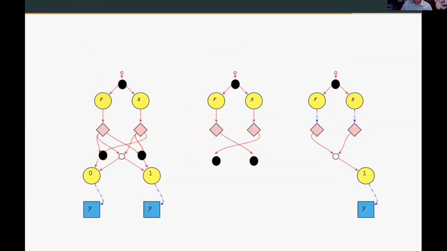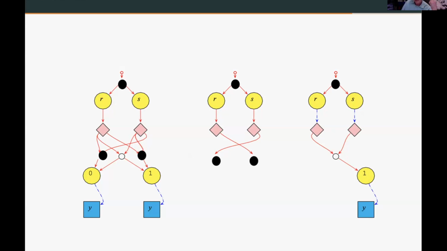So on the left here, you have a conditional, sort of like I just described, and then you're testing R or S. In one case, if R is true, then Y gets 0. If S is true, Y gets 1. If neither is true, then nothing happens. That's the diagram in the middle.